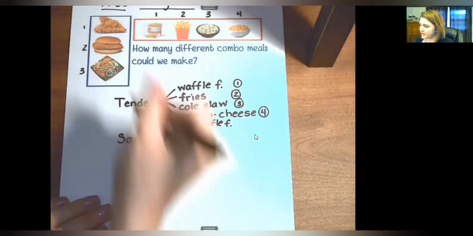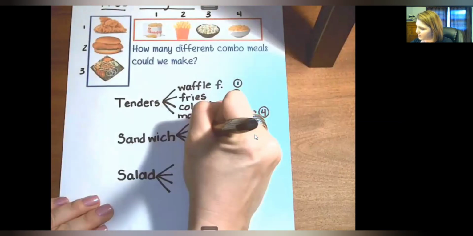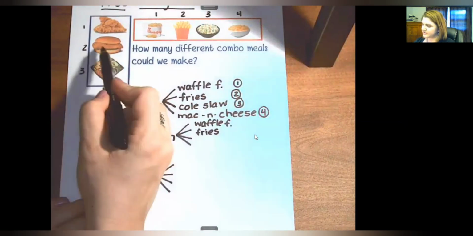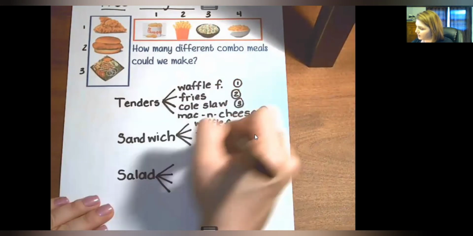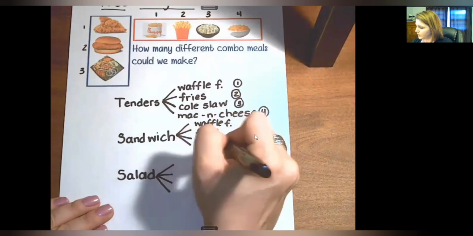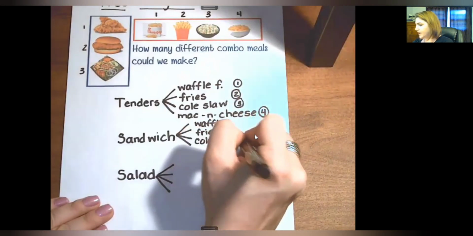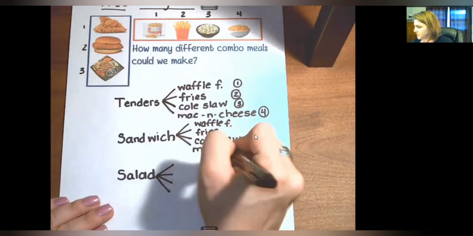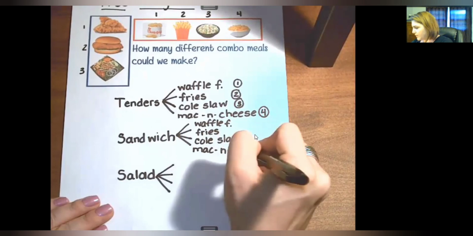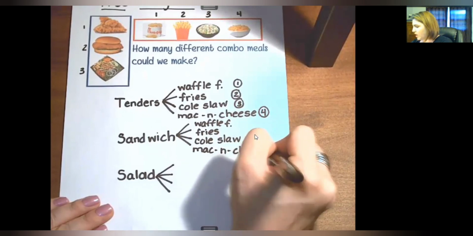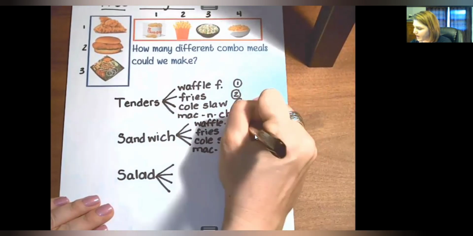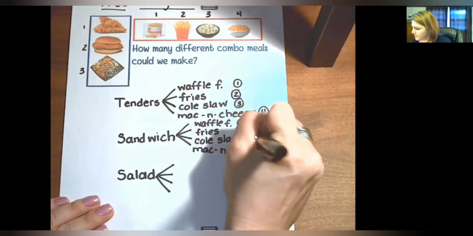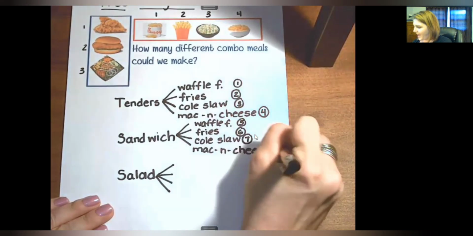Or I could order a sandwich and regular fries. Or I could order a sandwich and coleslaw. Or I could order a sandwich and mac and cheese. So let's count how many more combinations we have made now. We had 4, now we have 5, 6, 7, and 8.